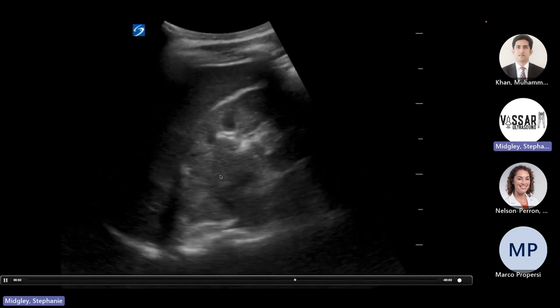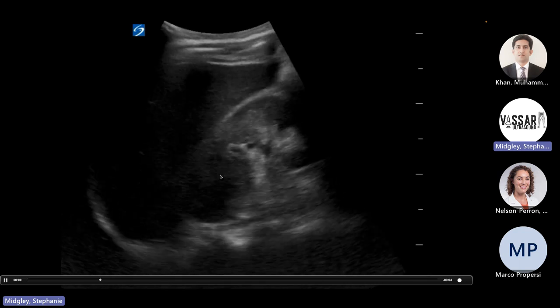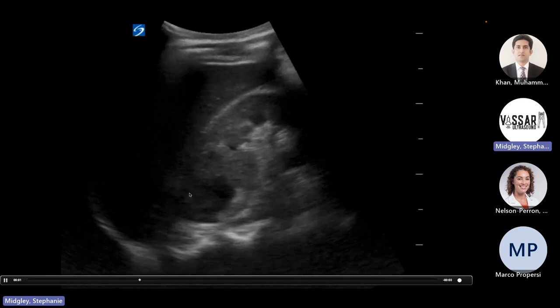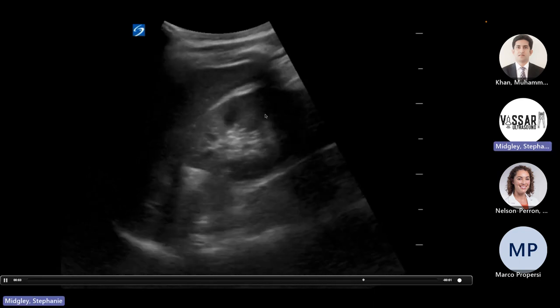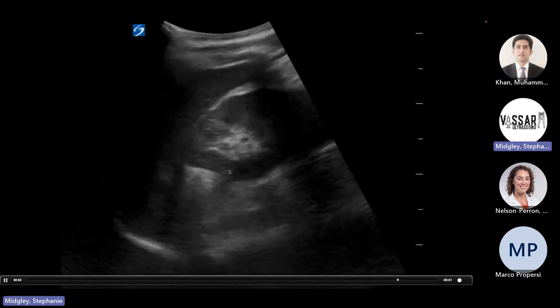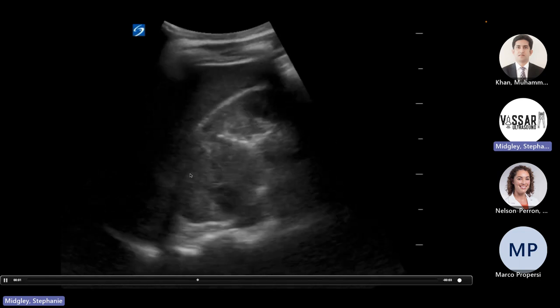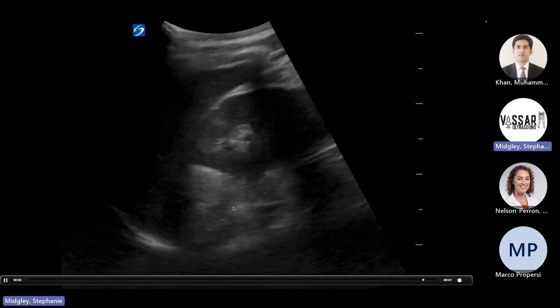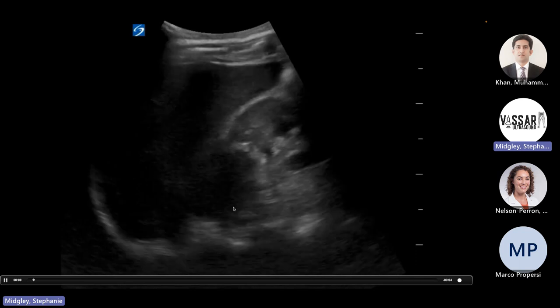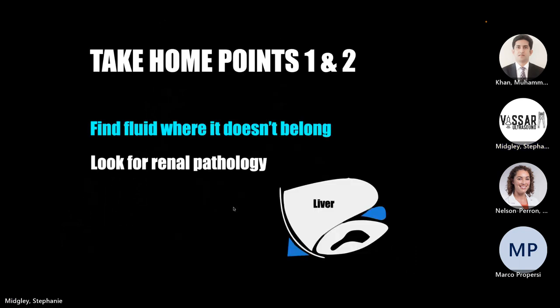This was an actual gentleman that came in after a car accident, was a trauma activation, got a FAST exam, and had this funky thing on his kidney. And if you notice, there's some fluid in there, and it's kind of distorting the architecture of the kidney. And so this was a renal cell carcinoma, which was incidentally found on his CAT scan for his trauma, which was undiagnosed. So sometimes you do your FAST and you find something, which is kind of crazy. His car accident saved his life.